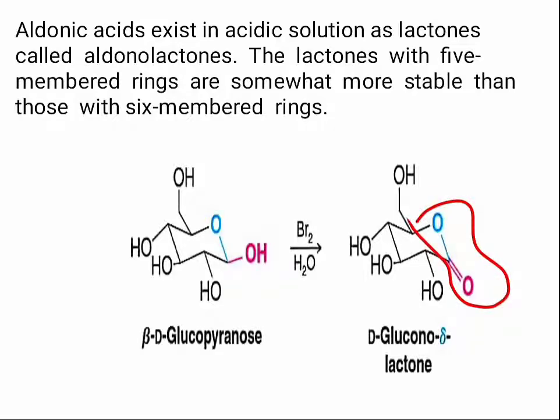This is a lactone. Now how to give a name? If this one is your carbonyl carbon, this carbon is the alpha carbon, this one is the beta, this one is the gamma, and this one is the delta. Now this oxygen is connected with the 4th carbon, that means the delta carbon. That's why this is a delta lactone. So I hope you can understand how to do the nomenclature: alpha, beta, gamma, and this one is the delta.